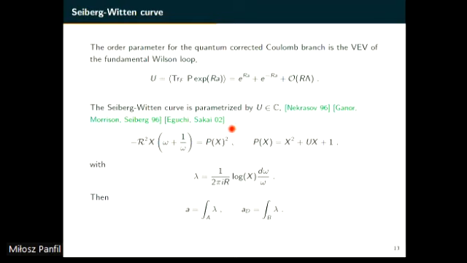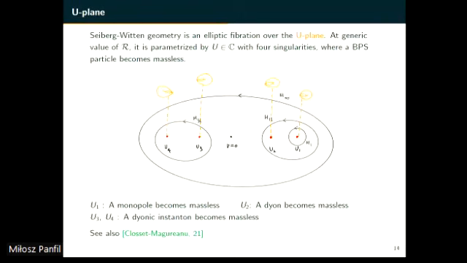Now, what we call the Seiberg-Witten curve is the family of elliptic curves, which is parameterized by this complex number U that can be written in the following expression here. So U sits in here. As usual, we have a one-form here, which will be integrated to give the A and A dual of the Seiberg-Witten theory.